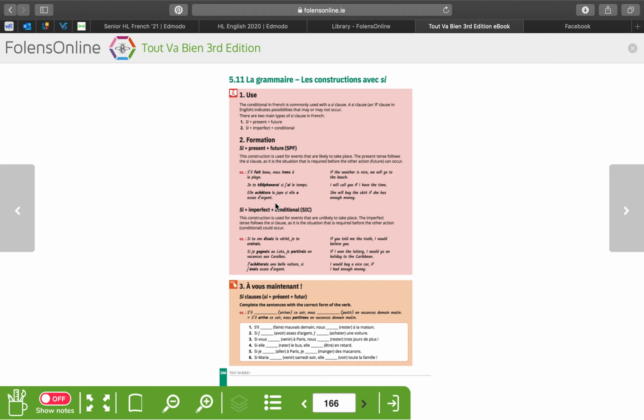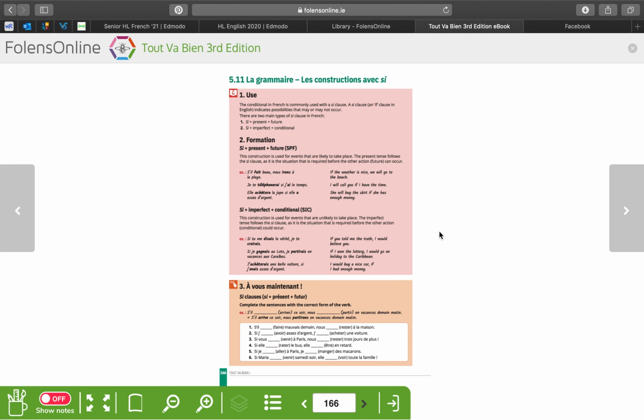So if the weather is nice, we will go to the beach. If I have the time, I will call you. If she has enough money, she will buy the skirt. There's loads of them you can do, and it works just like English. So you have your if, then you put in whatever subject you need, that's fine, and then it's present tense. Just when you get to the verb, it's present tense. Then the next bit, it's in the future, and that's just like English. Okay, so hopefully that's all right.